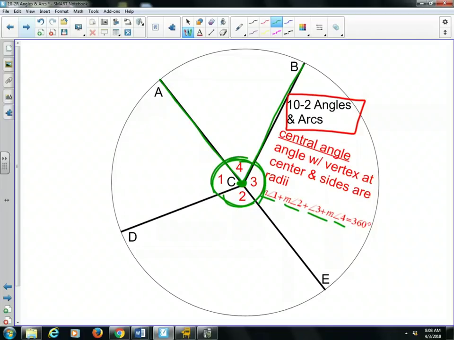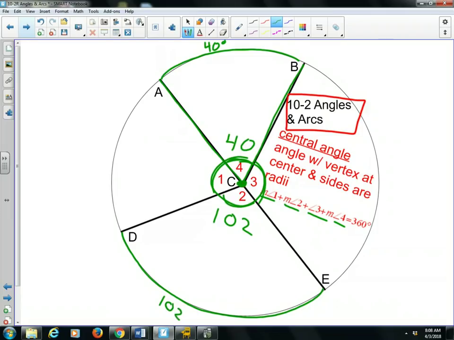One thing that's also important to note, if angle 4 is, let's say, 40 degrees, then this arc, AB, is also 40 degrees. If angle 2 is 102 degrees, then this arc, DE, is also 102 degrees. Whatever the central angle is, its arc is also the same degree measure.